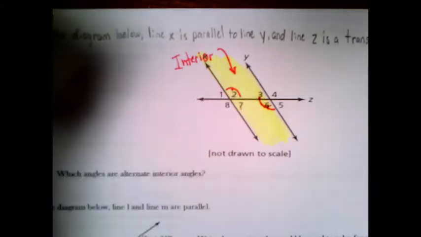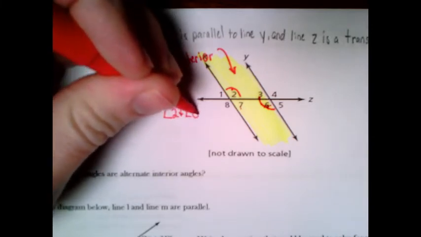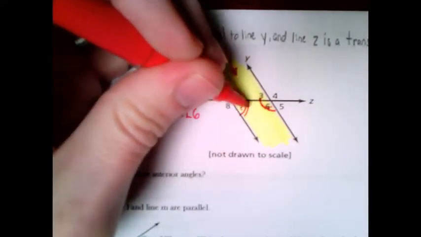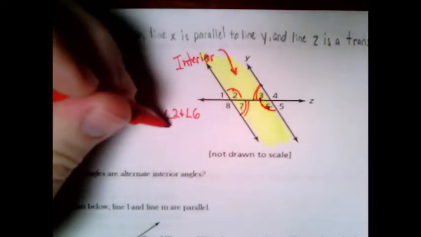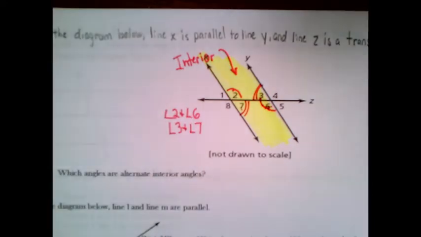I've got to say 2 and 6. So angle 2 and angle 6. Notice they're not congruent. The only way they'd be congruent is if they're 90 degrees. So you just say 2 and 6. And then my other ones, 7 and 3. Those are the same. So you can flip the order on that, but that's okay. But that's your answer to number 7.